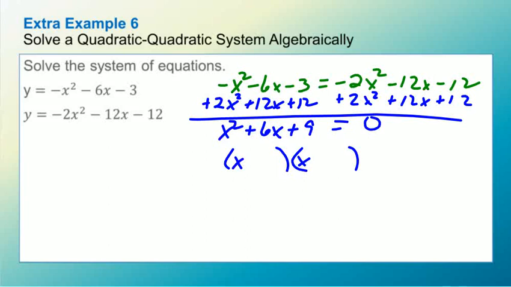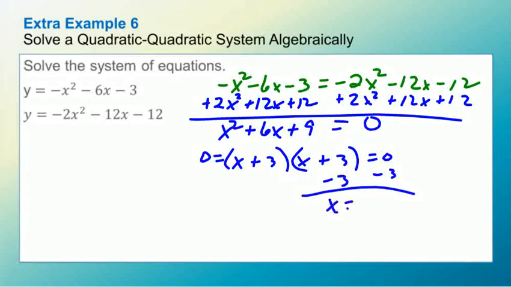What do I multiply to get 9 but add together to give me 6? That would be a positive 3 and a positive 3. Make them each equal to 0. Since they're the same, I just have to solve for one of them. And I would have x equaling a negative 3. So if x equals negative 3, I can substitute into one of the two equations up there to solve for my y. I'm going to use the top one.